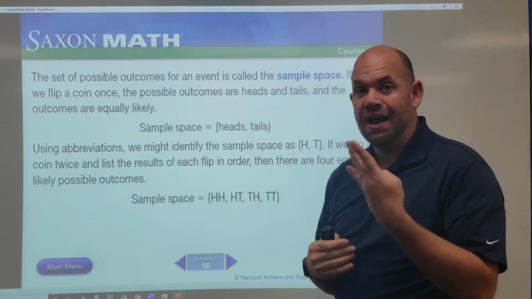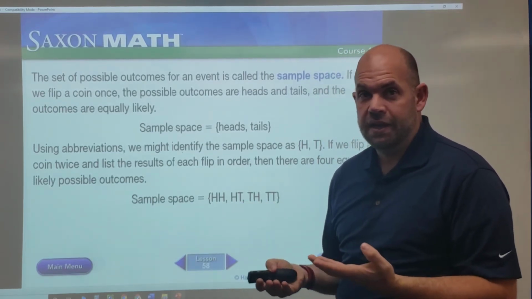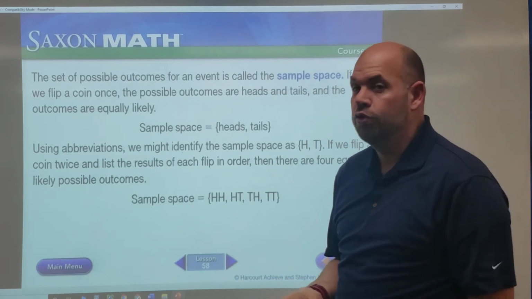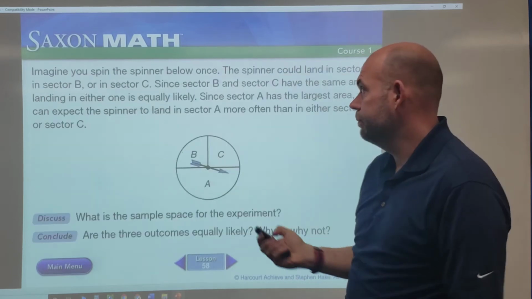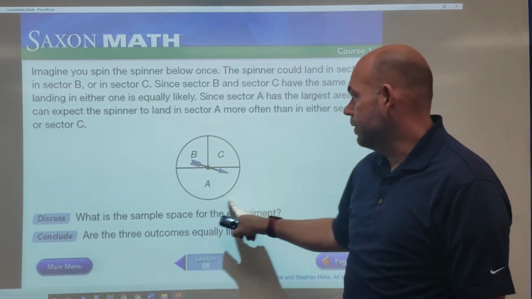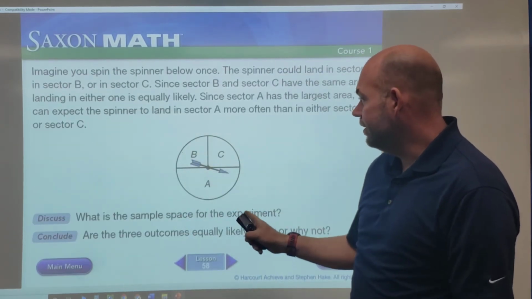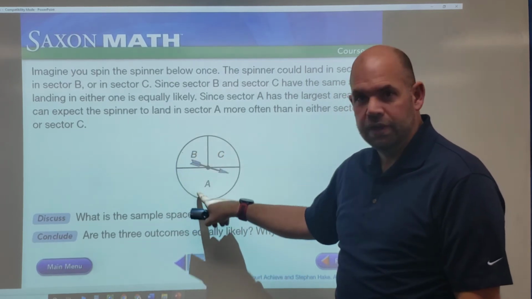Those are the 4 possible options that you could get if you flip 2 coins at the same time. There's only 4 possible options. That's our sample space. Now, if we're spinning something, our sample space is going to be a little different because look, are these all equally weighted?